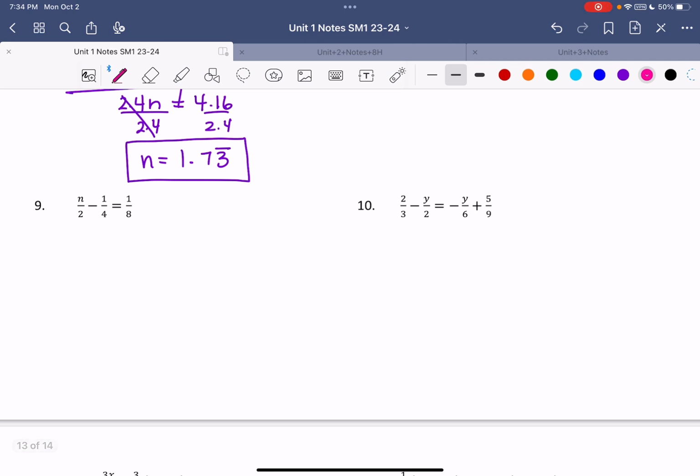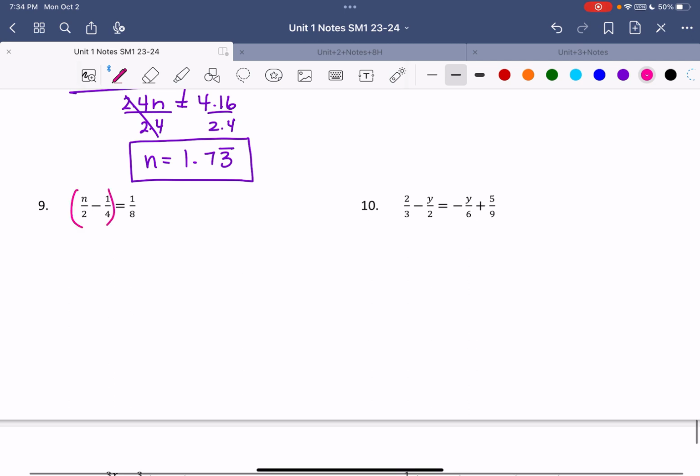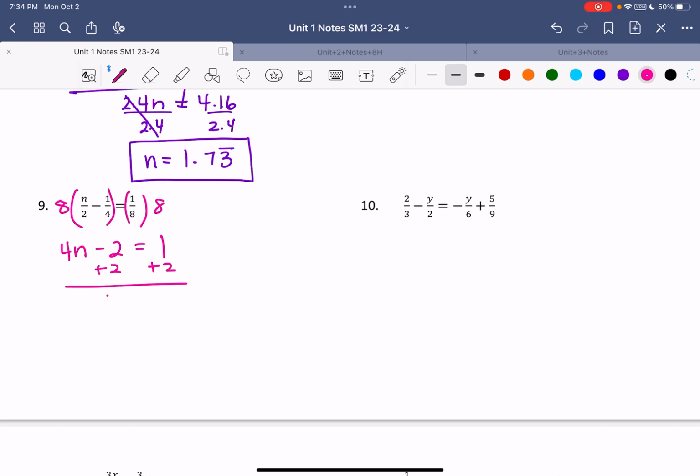Number 9, again, we have fractions. Multiply everything by the least common denominator, which is, again, bigger than most of the numbers, so it's 8. So half of 8 is 4, so that gives us 4n. A fourth of 8 is 2. And multiply the other side by 8, and we get 1. So there we got rid of our fractions. And we get 4n equaling 3. We end up with a fractional answer, but that's okay. By getting rid of the fractions earlier, it makes the majority of the math easier, and then we just have to worry about that final answer.